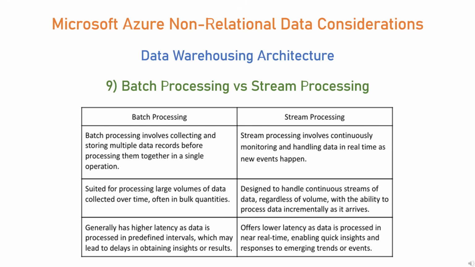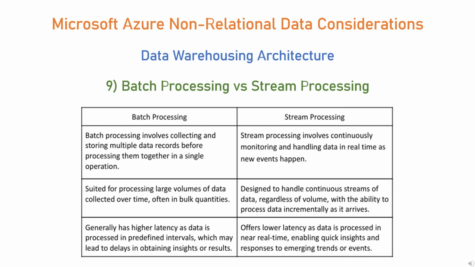Batch processing versus stream processing. Batch processing involves collecting and storing multiple data records before processing them together in a single operation. Stream processing involves continuously monitoring and handling data in real time as new events happen. Batch processing is suited for processing large volumes of data collected over time, often in bulk quantities. Stream processing is designed to handle continuous streams of data, regardless of volume, with the ability to process data incrementally as it arrives.